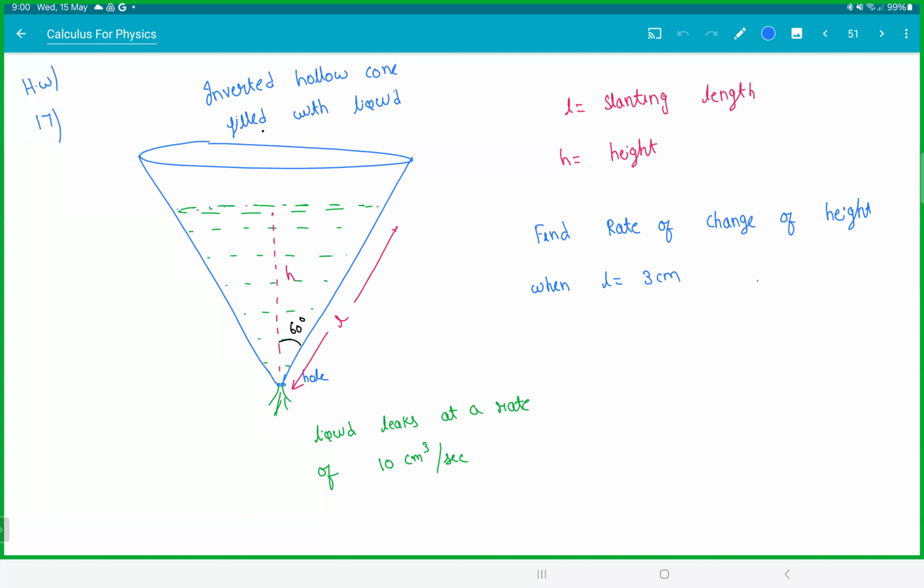Hope everyone's tried the homework problems. What is the answer for this? Anyone got it? Let's see how to do it.